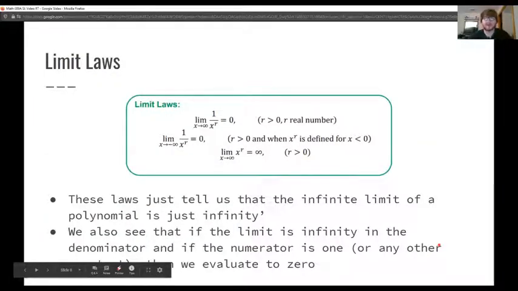Here are some limit laws. I think the biggest takeaway here is that the infinite limit of a power like x to the r, where r is greater than 0, is just going to be equal to infinity. And we can also see that if we take the limit with x to the r in the denominator, it evaluates to infinity in our denominator. So if we have 1 over something that's approaching infinity, that's just going to be 0. That kind of makes sense, right? If we have a super large number in the denominator, we're going to get a super small number coming out of it. So think of it like 1 over infinity, an infinitely large number, we get an infinitely small number, which is approximately 0.